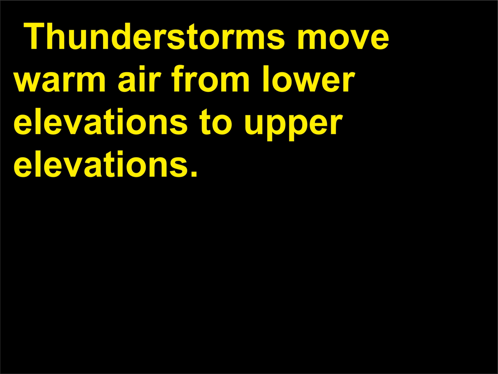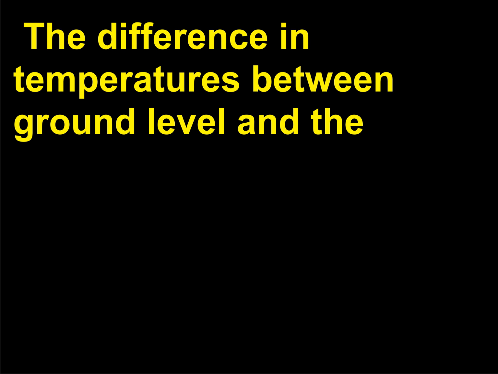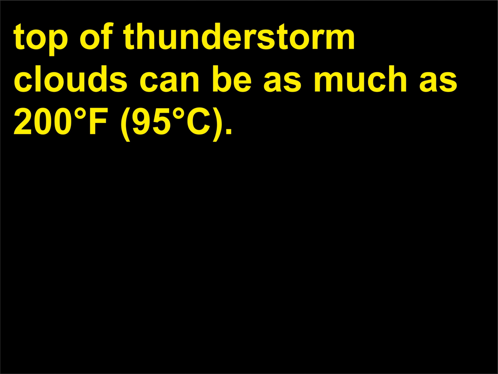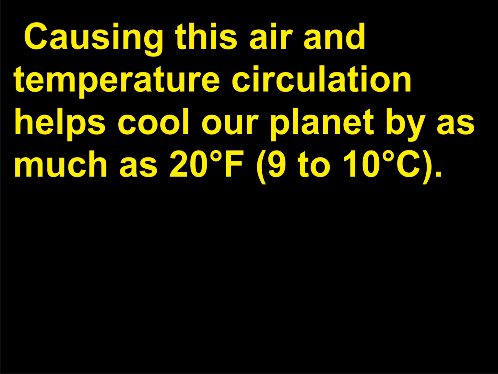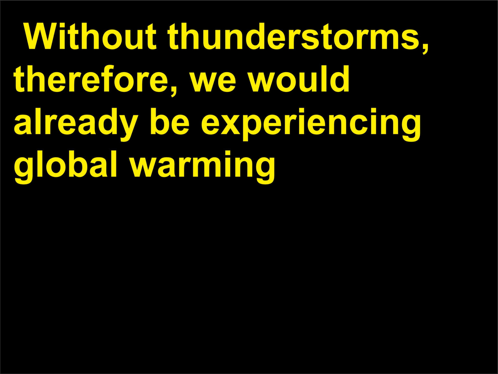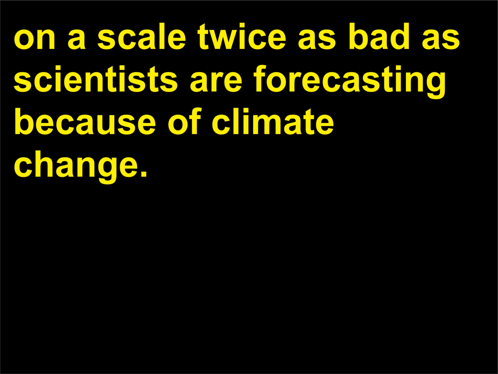Thunderstorms move warm air from lower elevations to upper elevations. The difference in temperatures between ground level and the top of thunderstorm clouds can be as much as 200 degrees Fahrenheit, 95 degrees Celsius. Causing this air and temperature circulation helps cool our planet by as much as 20 degrees Fahrenheit, 9 to 10 degrees Celsius. Without thunderstorms, therefore, we would already be experiencing global warming, on a scale twice as bad as scientists are forecasting because of climate change.